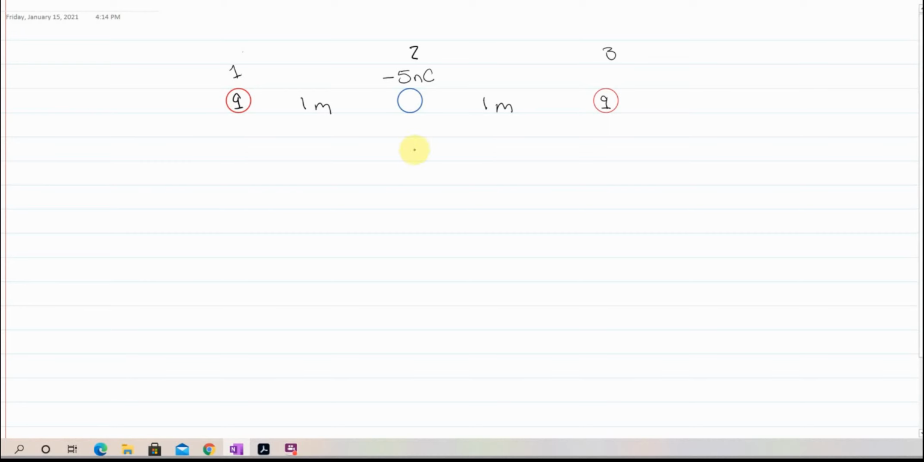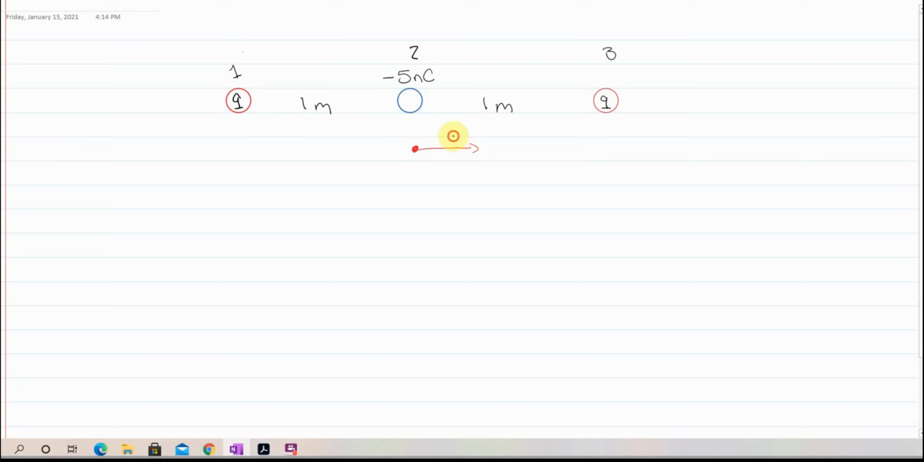So if I look at what's happening with this negative 5 nanocoulomb charge, in order for it to stay stationary, what must be true? Well, we know that the two sides are equidistant. So the Q on the left and the Q on the right are the same distance from the middle one. And if they weren't the same sign, what would I have? I'd have an attraction to 1. So say that the 3 was a positive and the 1 was a negative.